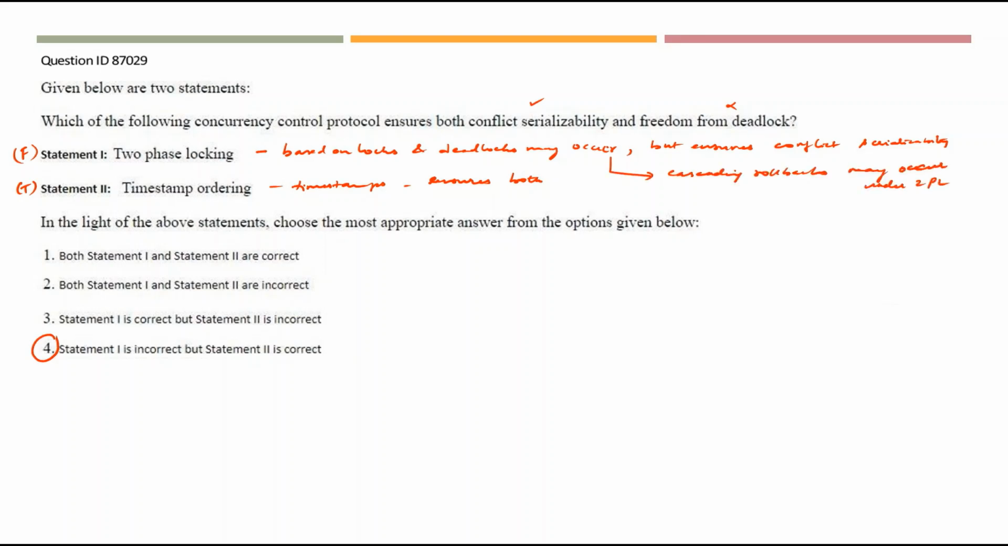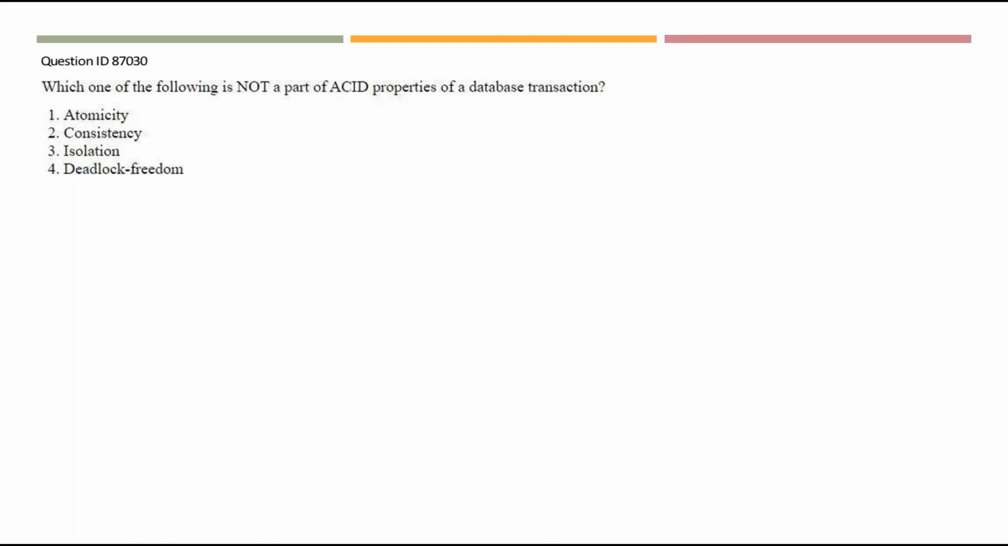Next question. Which one of the following is not a part of ACID properties of a database transaction? A stands for atomicity, C stands for consistency, I stands for isolation and D stands for durability. So option number 4, deadlock freedom will be the right answer. It is not a part of ACID property.